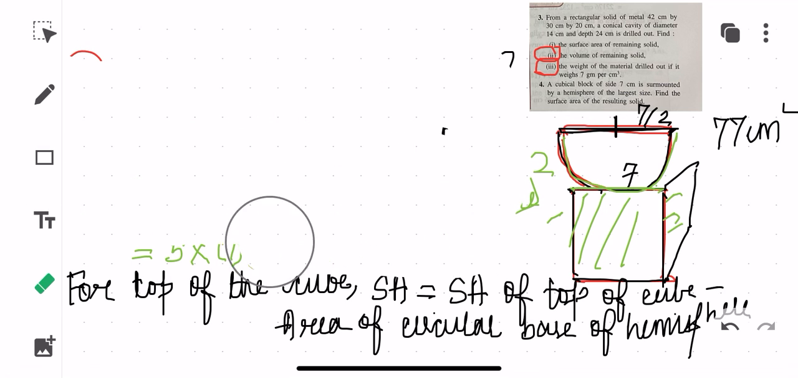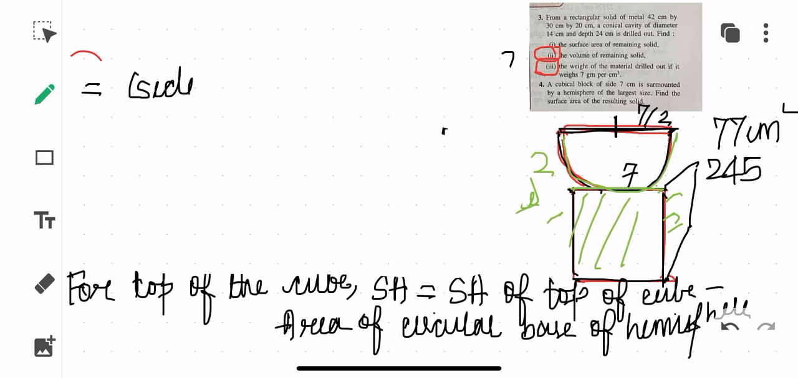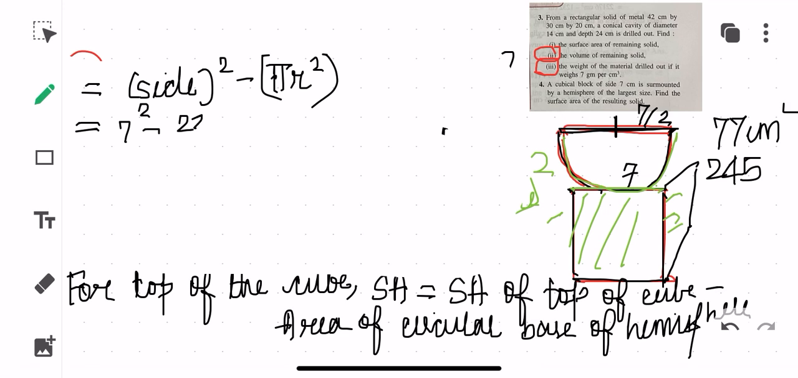For the other 5 parts, I calculated 245, so I'll be writing this also. For the top, how much am I getting? The surface area of the top of the cube will be just equal to side square. So this is side square minus, for the circular part, pi into r square. That is the area of the circle. So side square means 7 square minus 22 upon 7 into r, and we have calculated 7 upon 2 into 7 upon 2. So this is getting cancelled, and you are getting 49 minus 77 upon 2.